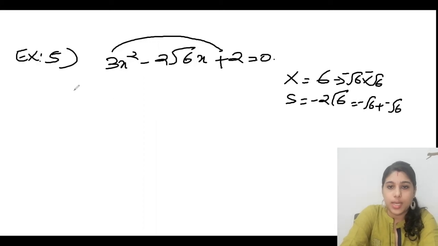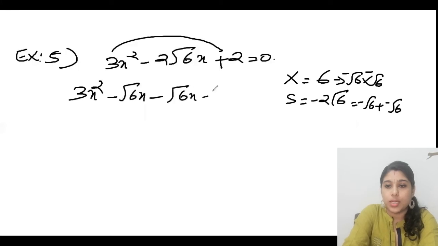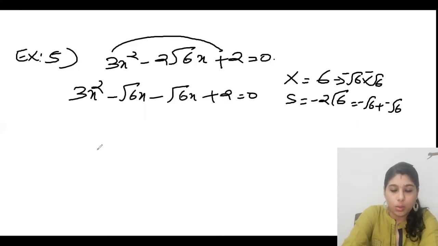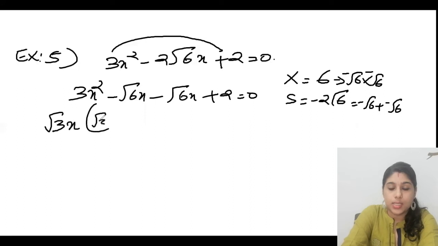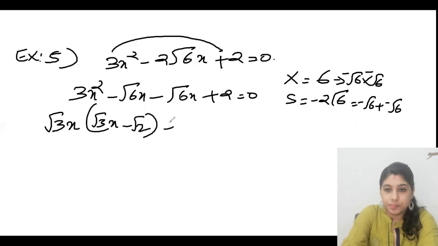So 3x square minus root 6x minus root 6x plus 2 is equal to 0. So we can take something out. That is root 3x we can take out. Open the bracket. What is remaining? Root 3x is remaining, minus root 3 into root 2 will be inside. Here we can take root 2 out, minus root 2 into, what will remain there? Root 3x minus root 2 is equal to 0.